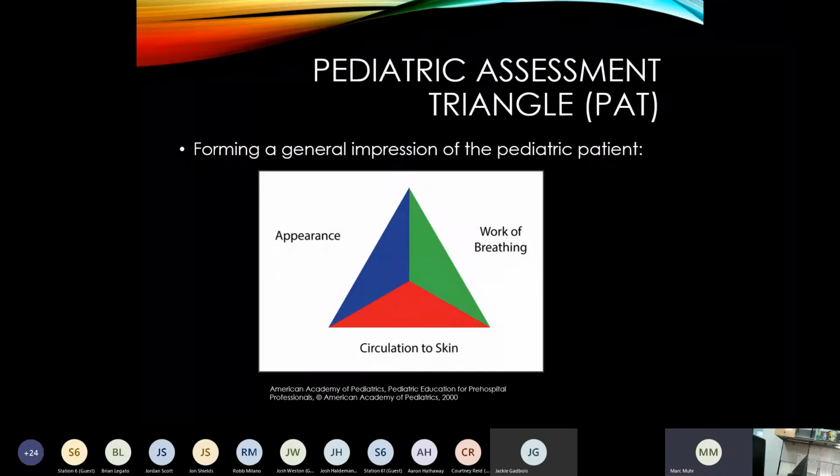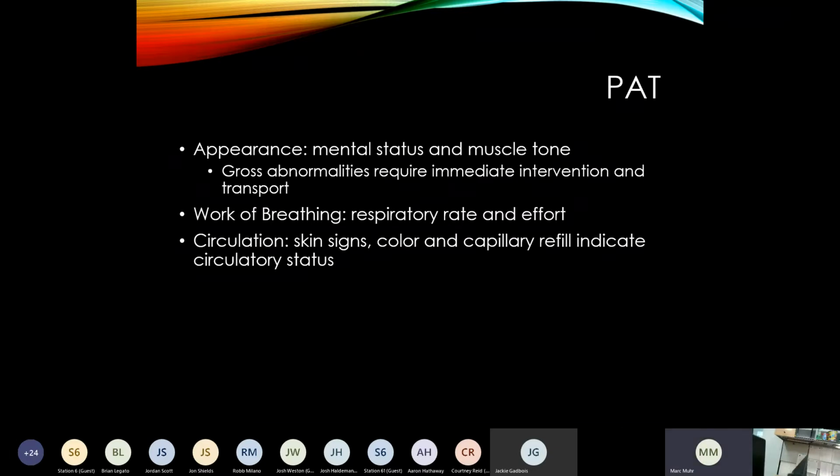First thing we want to talk about is assessment. The pediatric assessment triangle is a measure of forming a general impression of your pediatric patients, and essentially that's noticing their appearance, number one, how they interact, their work of breathing, and then their circulation. Appearance, mental status, and muscle tone can give you an excellent idea of the overall sick versus not sick that the child would be dealing with.